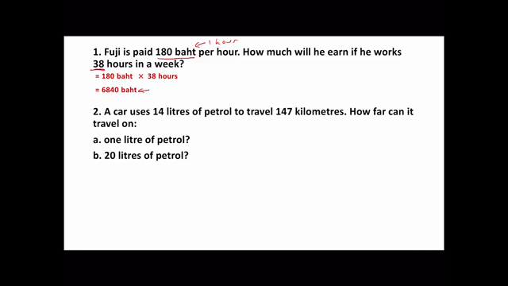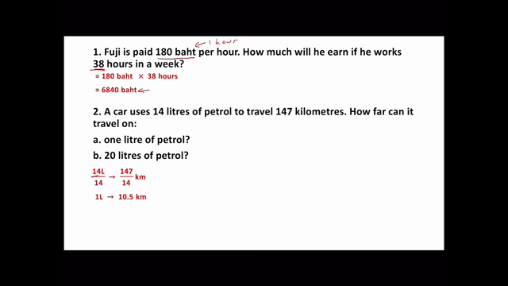The next one, you also see rates used for petrol consumption, how much a car will actually use to drive a certain distance. So if a car uses 14 litres of petrol to travel 147 kilometres, how far can it go on 1 litre of petrol? Well, we know 14 litres is 147. So we want to change this number here to just 1 litre, so divide it by 14. 14 litres divided by 14 will give us the 1 litre. 147 divided by 14 will be 10.5. Okay, so 1 litre goes 10.5 kilometres in your car.